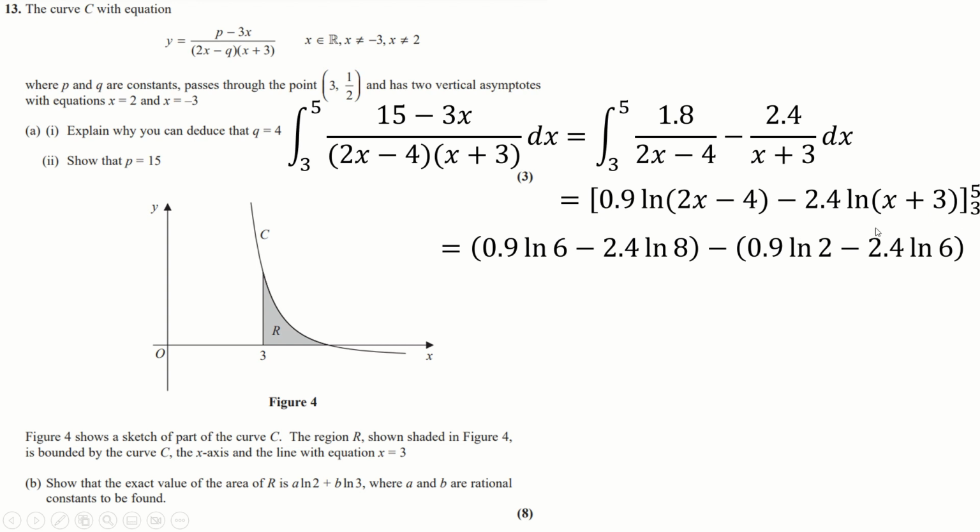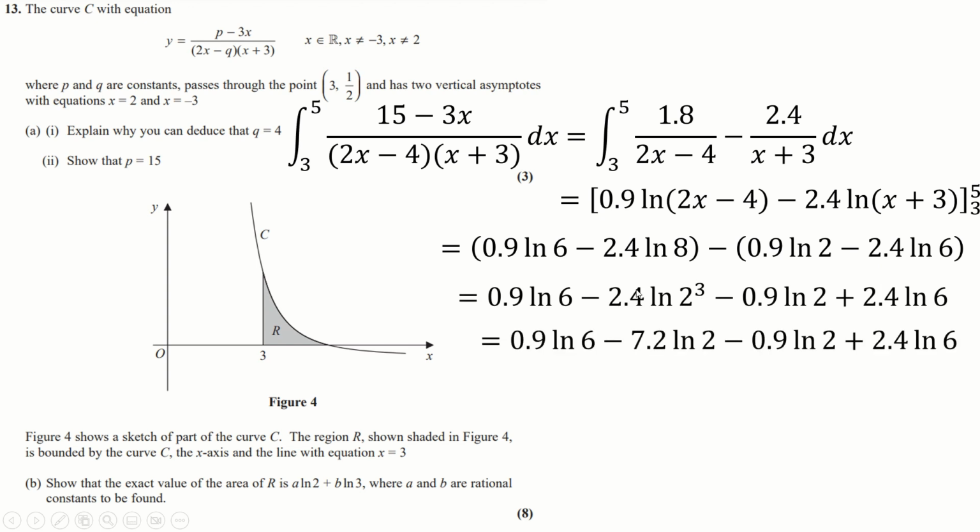Take away what happens when you put in 3, obviously. Expand out these brackets, you get this. 8 is 2 cubed, and so now I can bring that 2 to there to make 7.2, I think. Oh, sorry, that 3 there. 3 times this is 7.2.